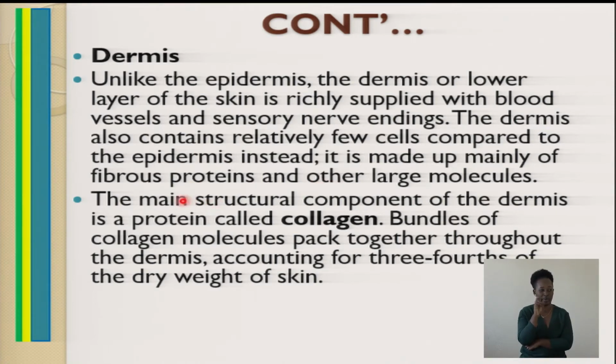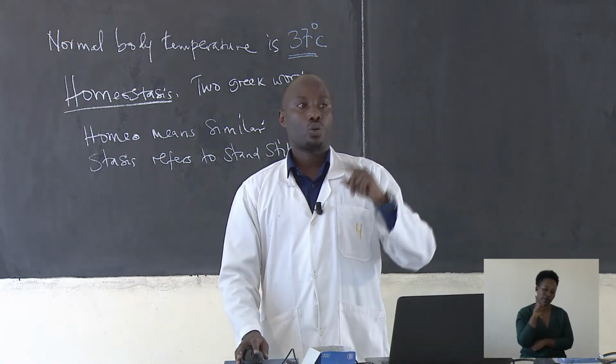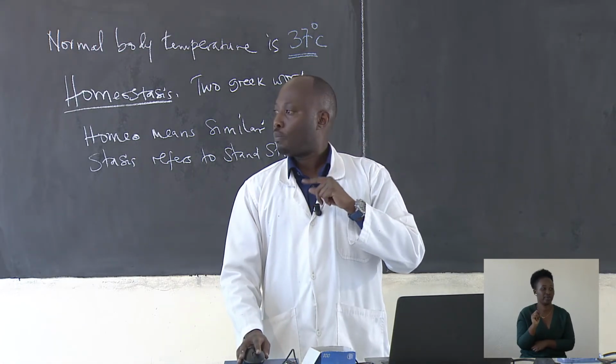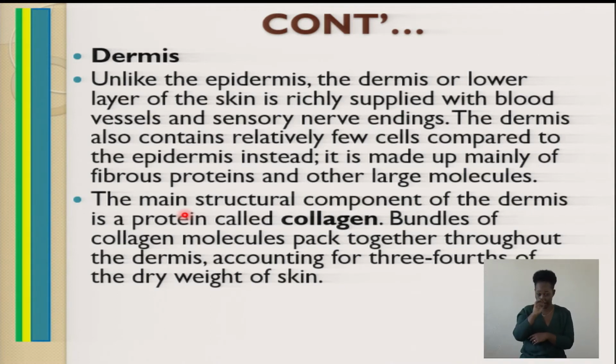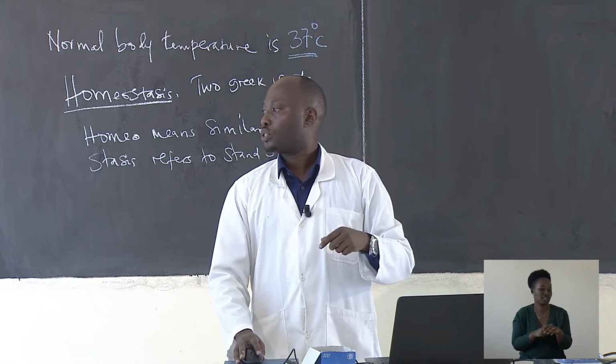Let's talk about the main structure. The main structural component of the dermis is a protein called collagen. We said the major protein found in the epidermis is keratin. Now the major component found in the dermis is collagen. It is a band of collagen molecules packed together throughout the dermis, accounting for three-quarters of the dry weight of the skin. So most of the dry skin is occupied by these collagen proteins.